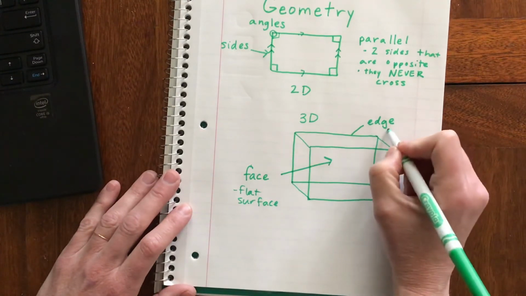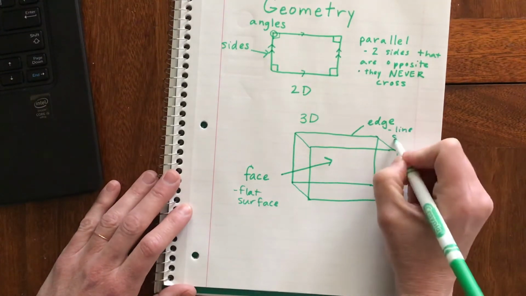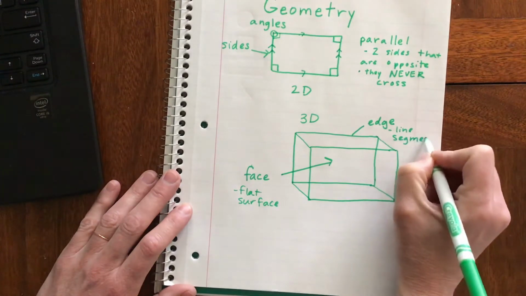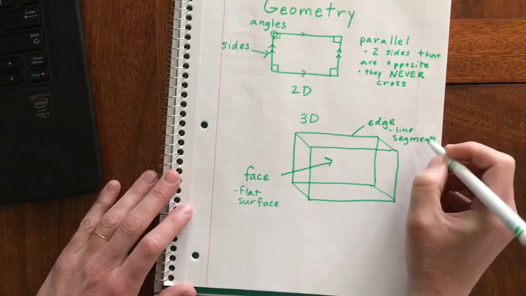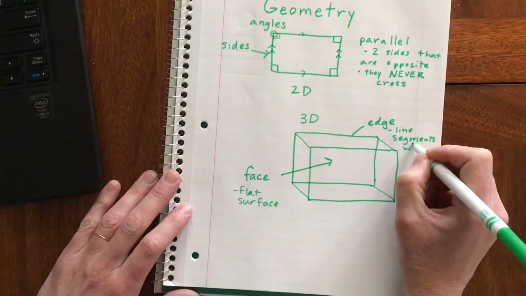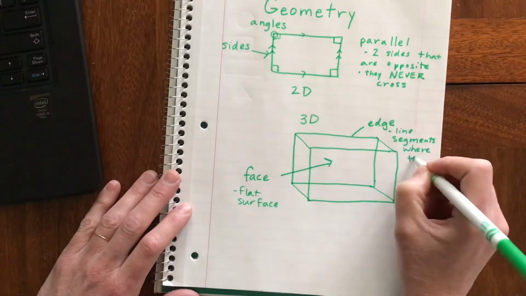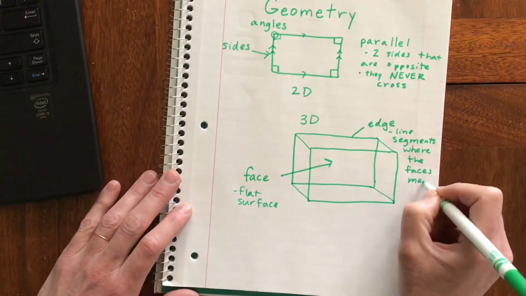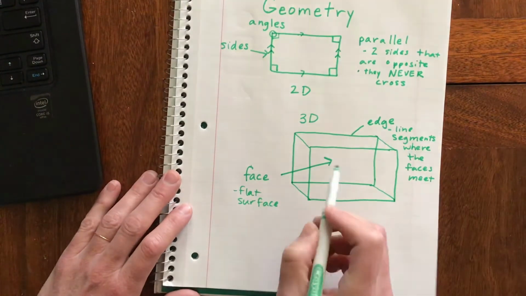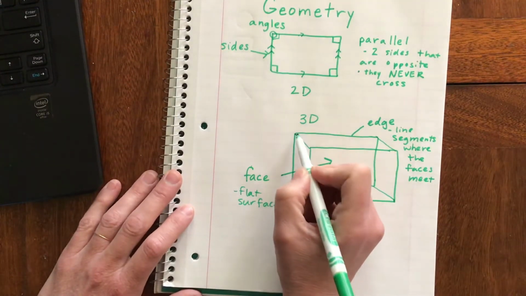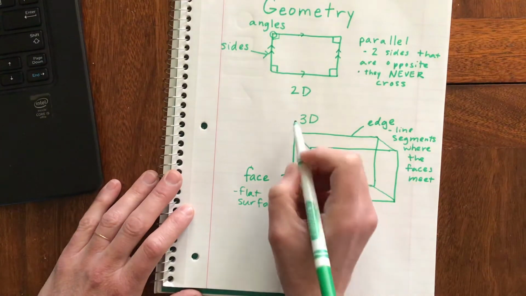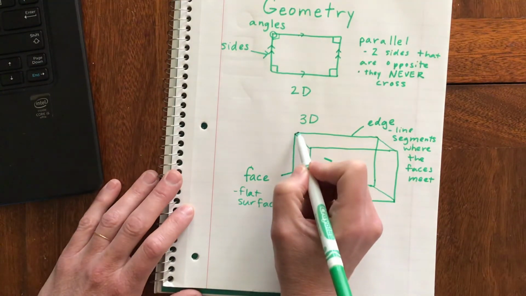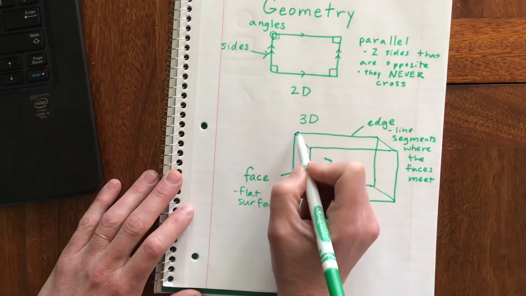So it's where line segments, where the faces meet. Where the faces meet. All right. And remember how we called these the angles up here? They have angles too, but they have special words for 3D. These are called vertices.